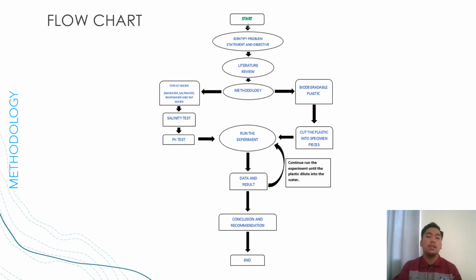All the types of water will go through the salinity test and pH test. For biodegradable plastic, we will cut it into specimen pieces. After that, we will run the experiment by soaking the plastic specimen pieces into the different water that has already been tested for pH and salinity. After running the experiment, the data result will be taken. The final process of the flowchart is to create the conclusion and recommendation based on the data and results from the experiment.